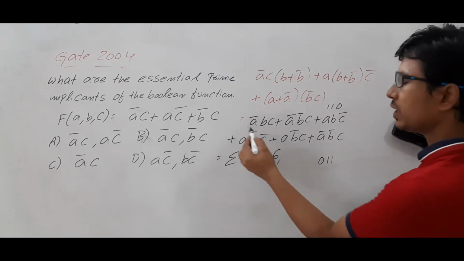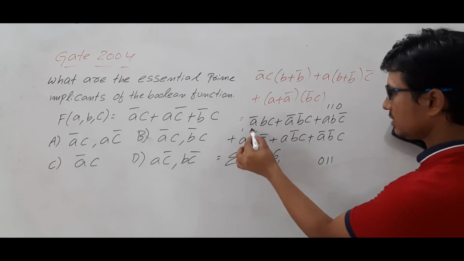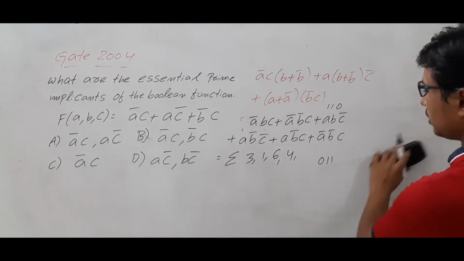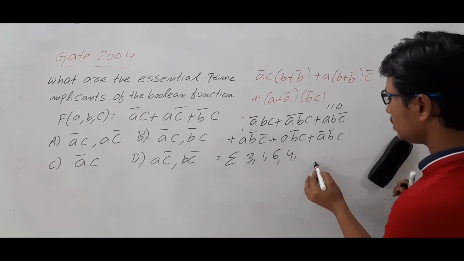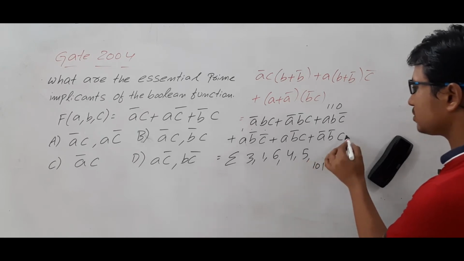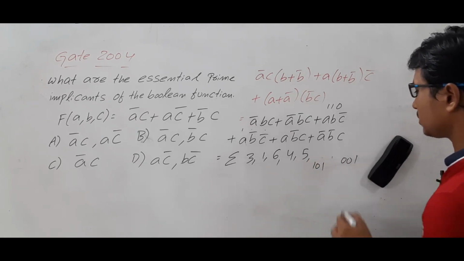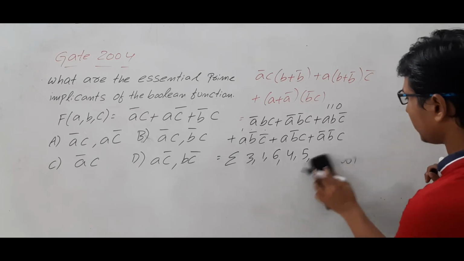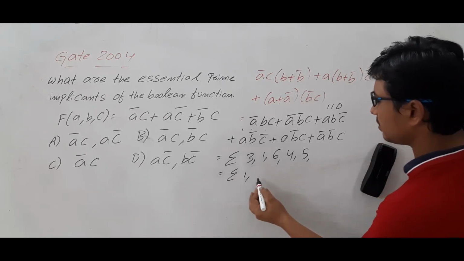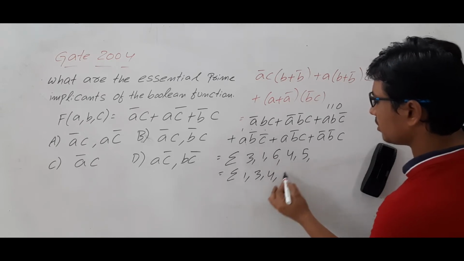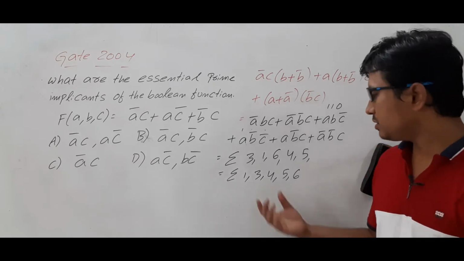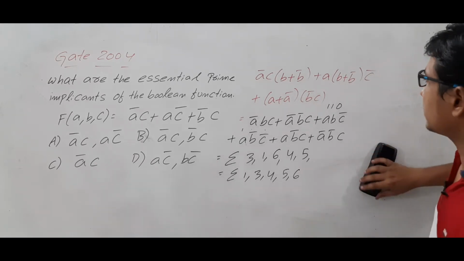This is what? 1, 0, 0. 1, 0, 0, which is equal to 4. Okay. Now, this is 1, 0, 1, which is equal to 5. Then this is 0, 0, 1, which is equal to 1 only. Already 1 is there, I will not consider. So the min terms are 1, 3, 4, 5, 6. Is it clear? Now using these min terms, I can draw the K-map.